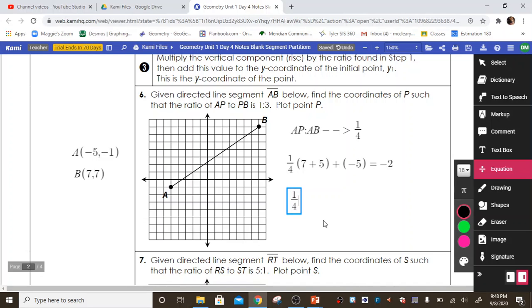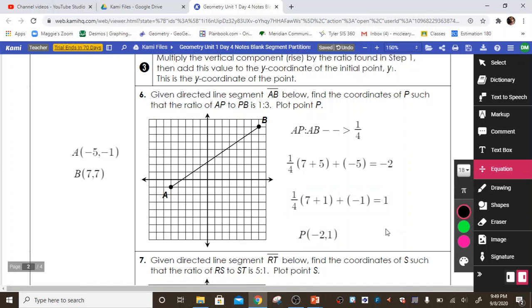We're going to start off with our ratio here, 1 to 4, and then we're going to take y sub 2, which is 7, minus y sub 1, so minus a -1, so that's going to be plus 1, and then we're going to add that to the initial point, so plus -1. Okay, so 7 plus 1 is going to be 8, and then 8 divided by 4 is 2, and 2 plus a -1 is a positive 1. So that means our point P is going to be at the coordinate -2, 1.